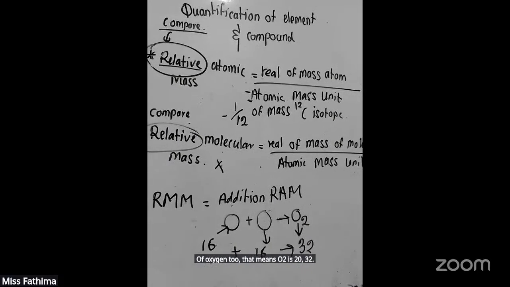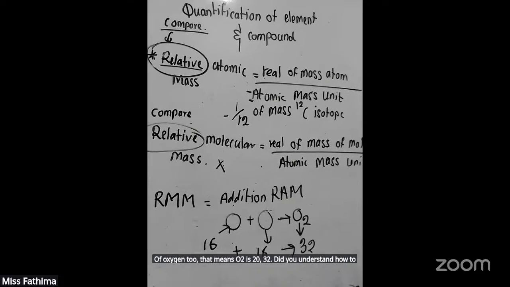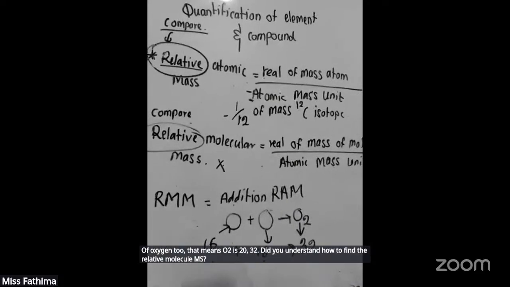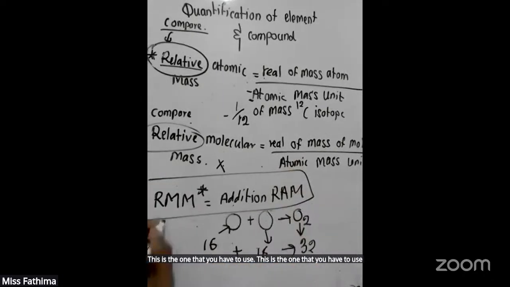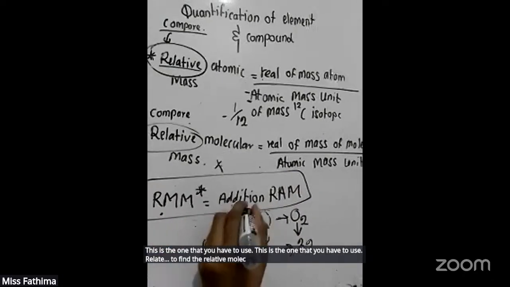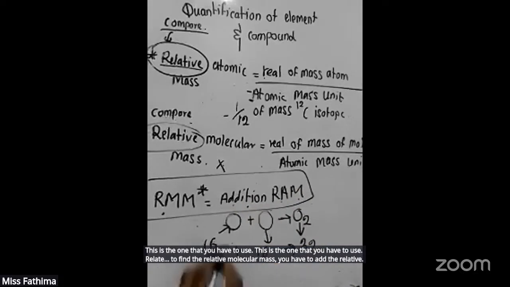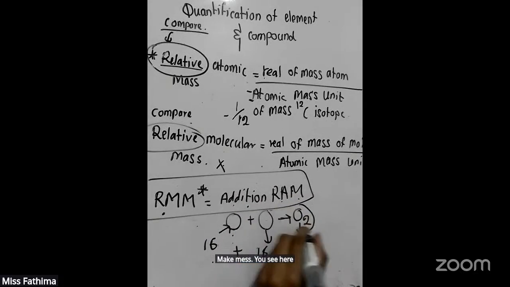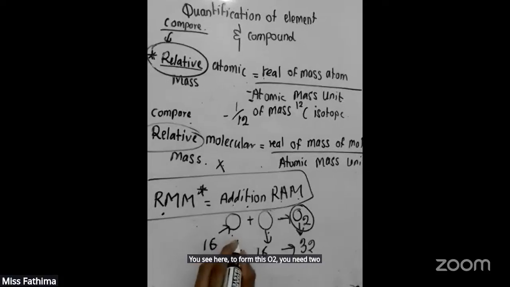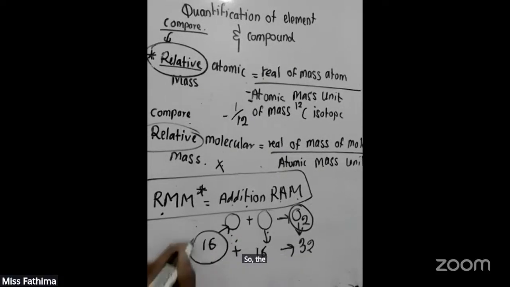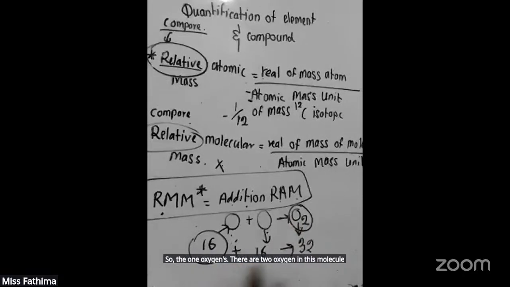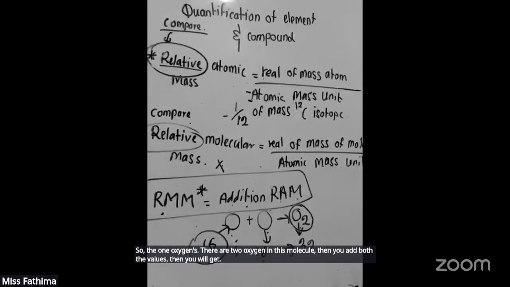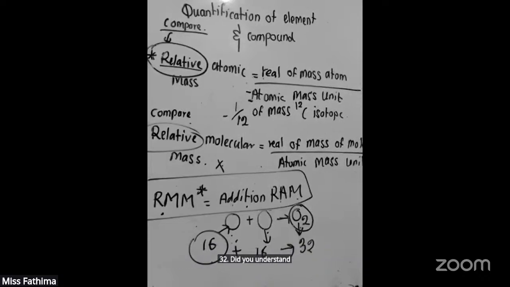Did you understand how to find the relative molecular mass? This is the one that you have to use. To find the relative molecular mass, you have to add the relative atomic mass. You see here, to form this O2, you need 2 oxygen. So the one oxygen's value is 16. There are 2 oxygen in this molecule. Then you add both the values and you will get 32. Did you understand, children, how to find the relative molecular mass?